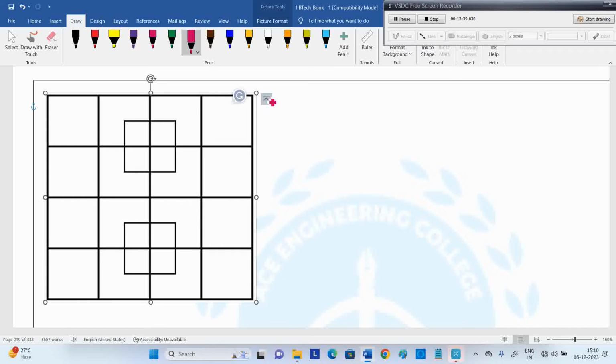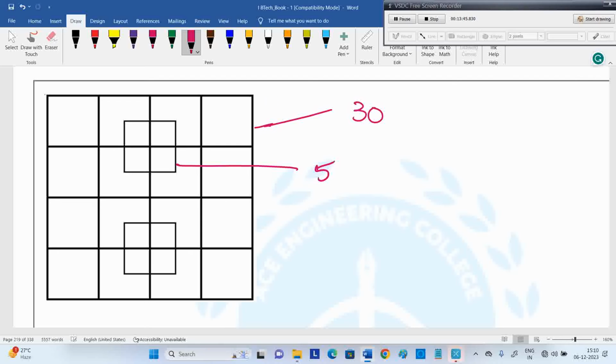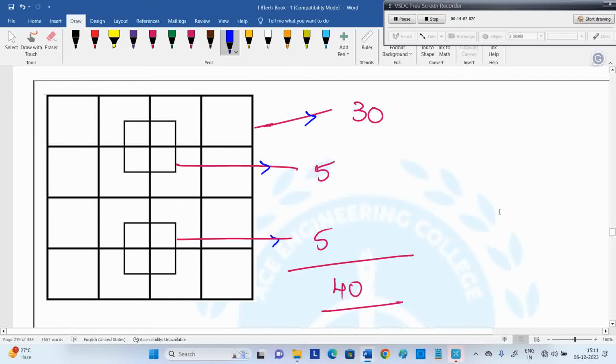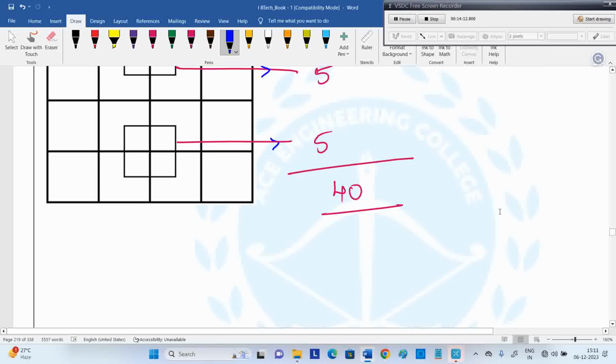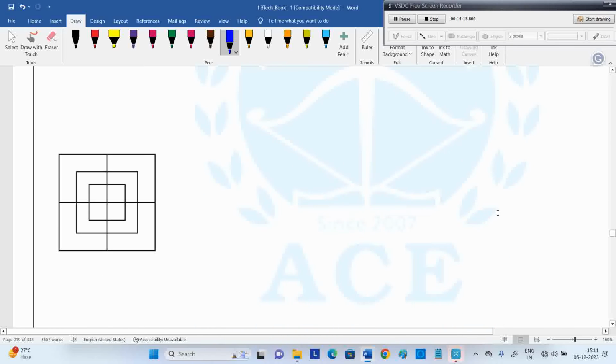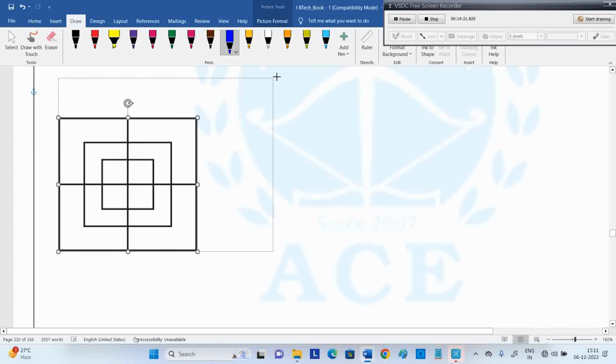Yeah, as it is 4 rows and 4 columns, we know 30. This is 2 rows, 2 columns, 5. This is 2 rows, 2 columns, 5. All together, 40 is correct. We got 30 plus 5 plus 5, all together 40. Right, so see the next one. Okay, 15. Good. So 2 rows, 2 columns, we'll get 5, 5 each. Excellent.